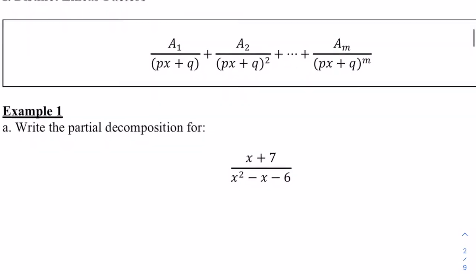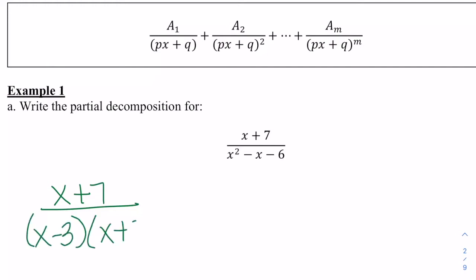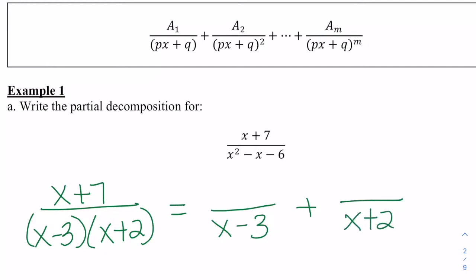So here we have the same problem, x plus 7 over x squared minus x minus 6. And if we remember, that factored into x minus 3 and x plus 2. Now, when we have those two factors, we want to separate them and make them into simpler fractions. So we're going to write one fraction with x minus 3 in the denominator, and then our second fraction with x plus 2 in the denominator.